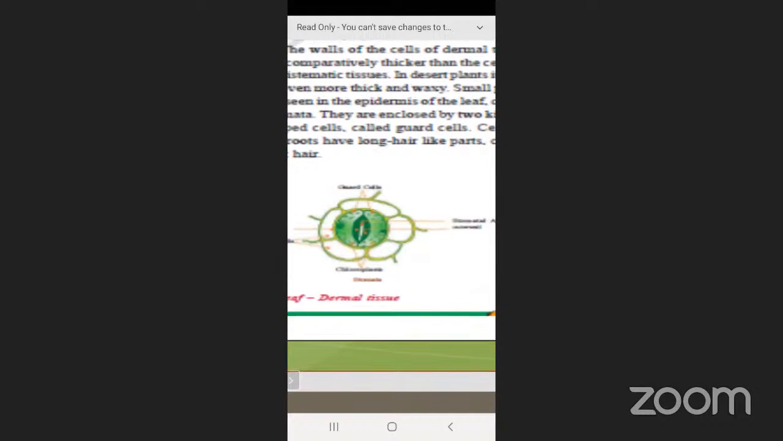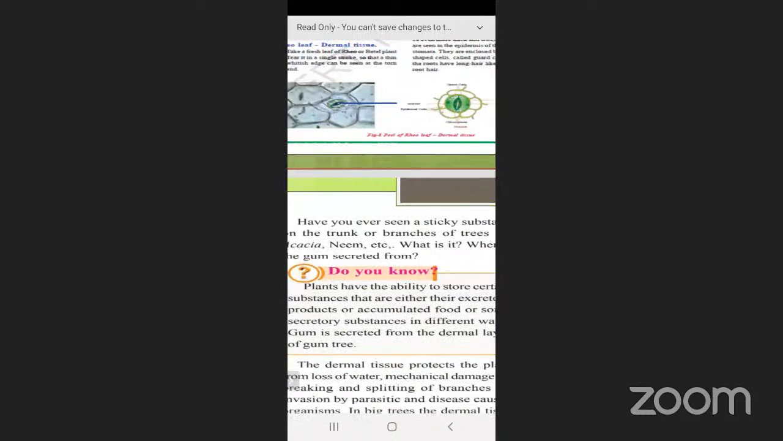Cells at the roots have long hair-like structures, called root hairs. Okay, root hair.